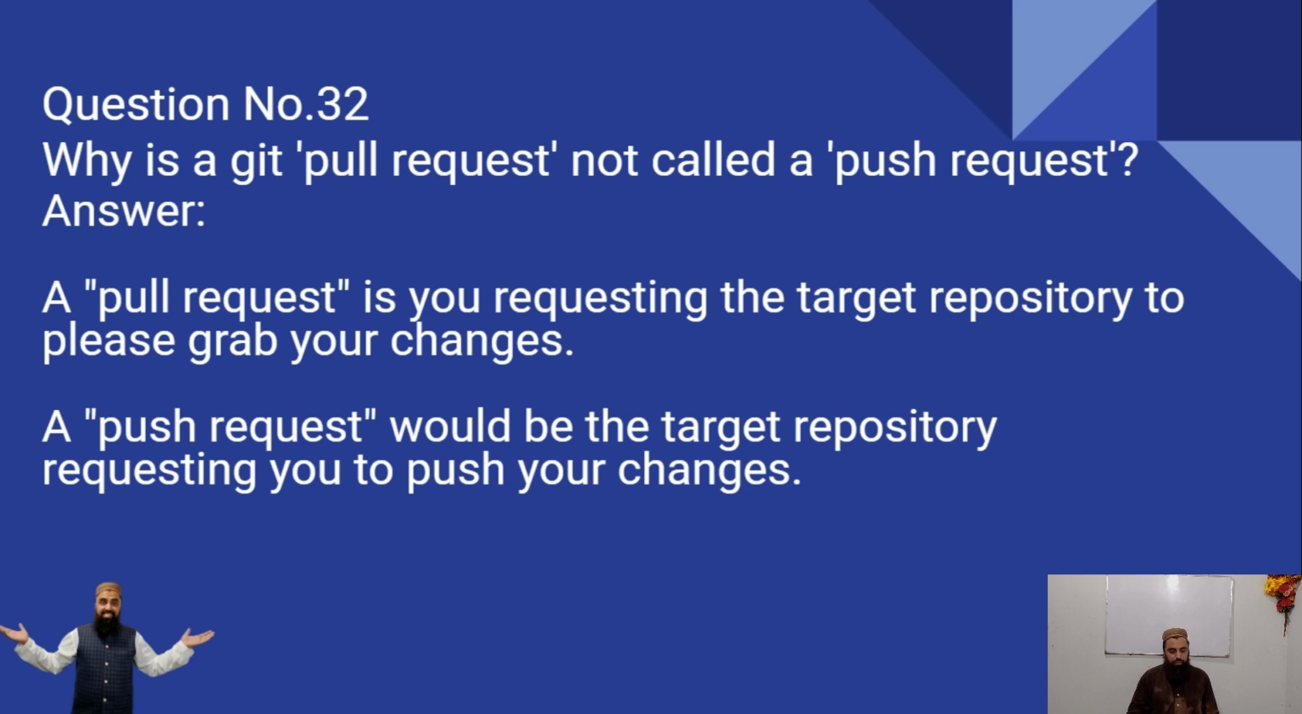But in a push request, the target repository will request me about the changes, that if you're done, you can push those changes. So that is the difference. In pull request, I am requesting the remote repository, the target repository, whereas in push request, the target repository is requesting me to push the changes.